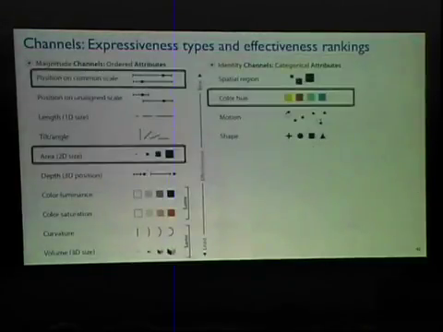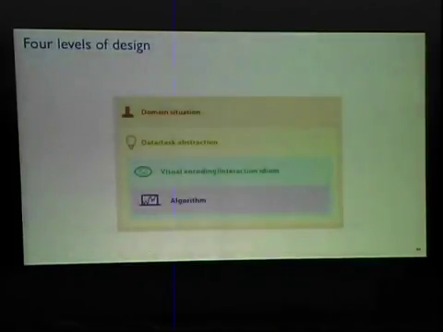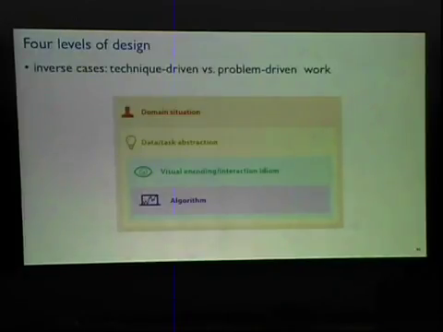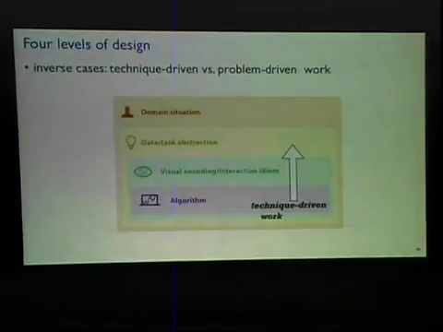Even these questions of channels, as I mentioned, there's a lot more we haven't talked about at all. I'm going to give you one more resource to help you think. I mentioned the idea of these levels of design, and there are 2 cases that are useful to think about. One is what I'm going to call technique-driven work. You're going to build an algorithm. This is where a lot of us start, especially those of us who are trained as computer scientists.